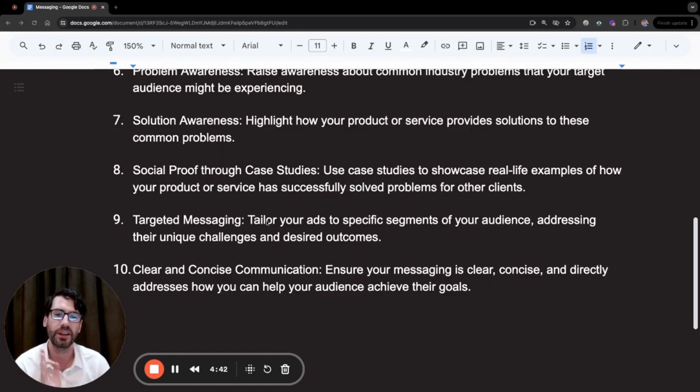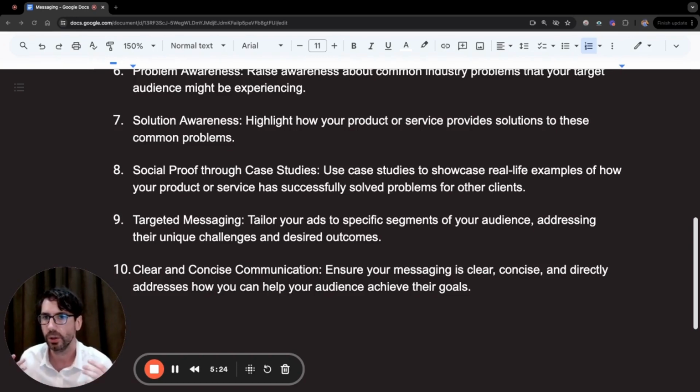Targeted messaging. Tailor your ads to specific segments of your audience, addressing their unique challenges and desired outcomes. For example, if you've got a B2B software and you've got different audiences. It might be the head of HR, but also the CEO or the CFO can also make decisions on it. Run ads to head of HR, to the CEOs, to the CFOs, all with different messaging on how your product will benefit them.